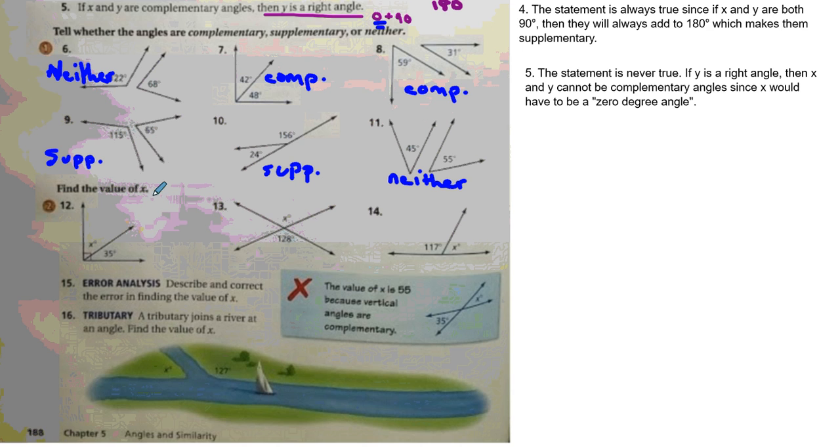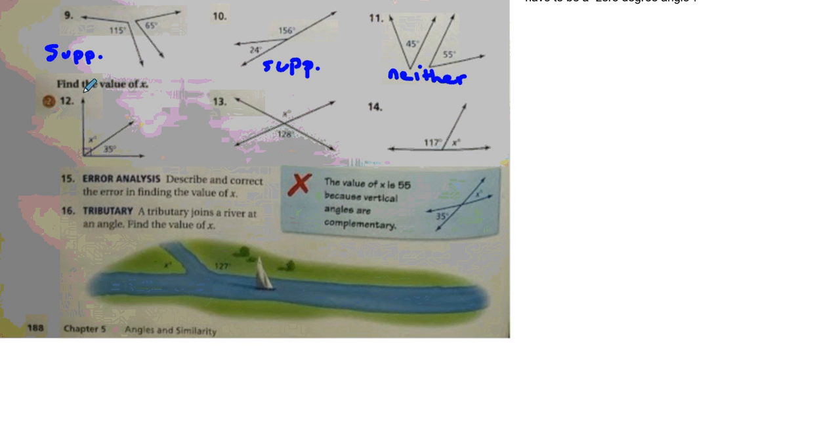All right, moving on, the next three here. Find the value of x. Well, here we've got that little symbol that tells us that this is a right angle, so that means if I add these two angles together, this one plus this one should equal 90 degrees since that forms a right angle. So x plus 35 should equal 90.